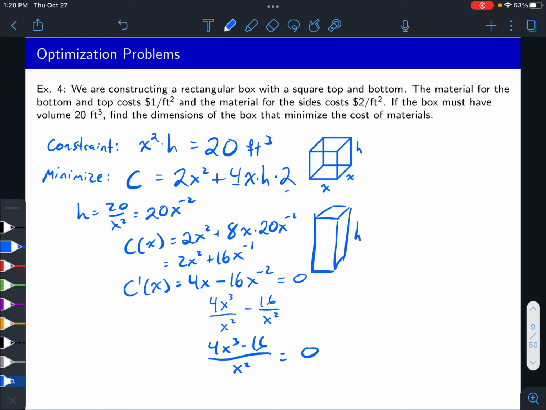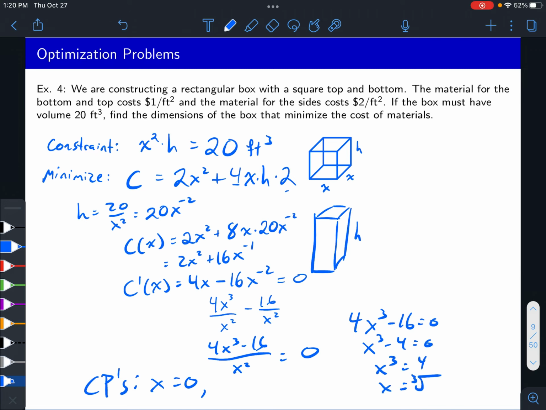So we look for places where this derivative is either 0 or undefined. It's definitely undefined at x equals 0 because our denominator would be 0 at that point. And then also we need to look at, I think it's going to be the cube root of 4 or something, because we want 4x cubed minus 16 equal to 0. So x cubed minus 4 is equal to 0. So x cubed is equal to 4. So x is equal to the cube root of 4.